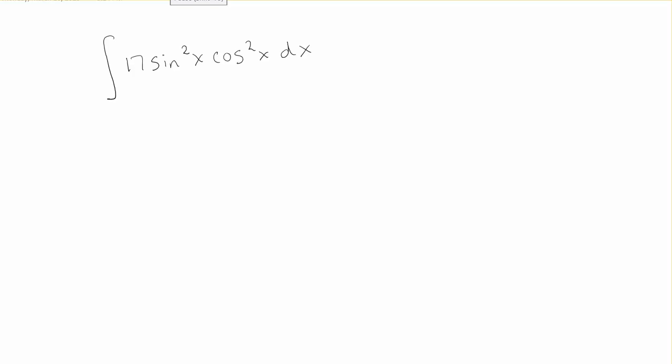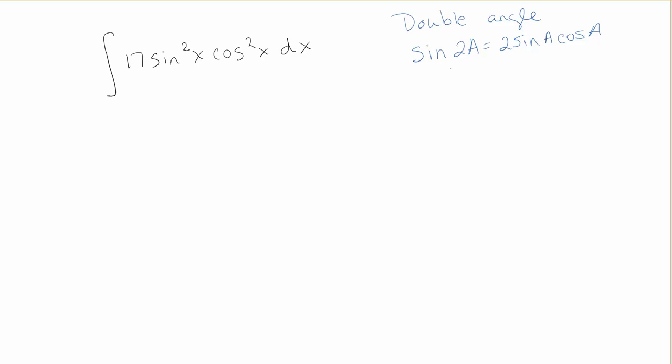Okay, looking at this integral, you want to be kind of clever, recalling two identities from trig. One is the double angle formula, which is that the sine of 2a is equal to 2 sine a cosine a. And specifically here, you could solve for sine a cosine a, and so you could say sine of 2a divided by 2 is equal to sine a cosine a.